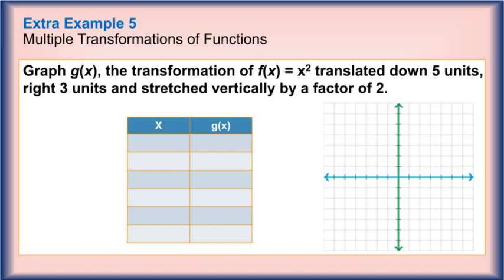Next one. Graph g of x, the transformation of f of x equaling x squared, translated down 5 units, right 3 units, and stretched vertically by a factor of 2. Since this is a vertical stretch, the 2 would be on the outside. There is no reflection, so we would have g of x equaling 2.